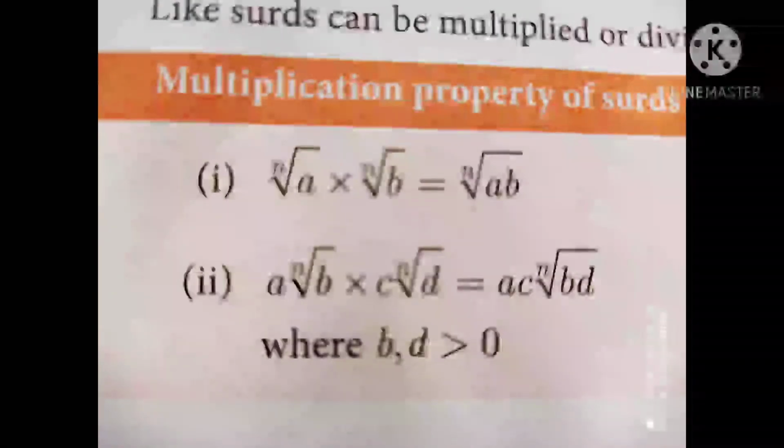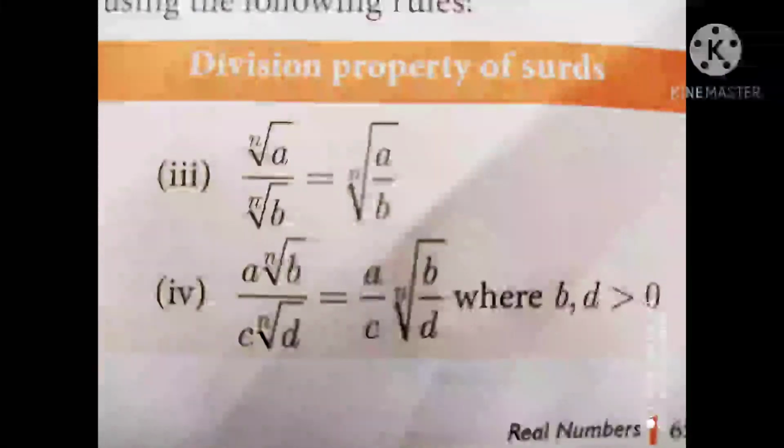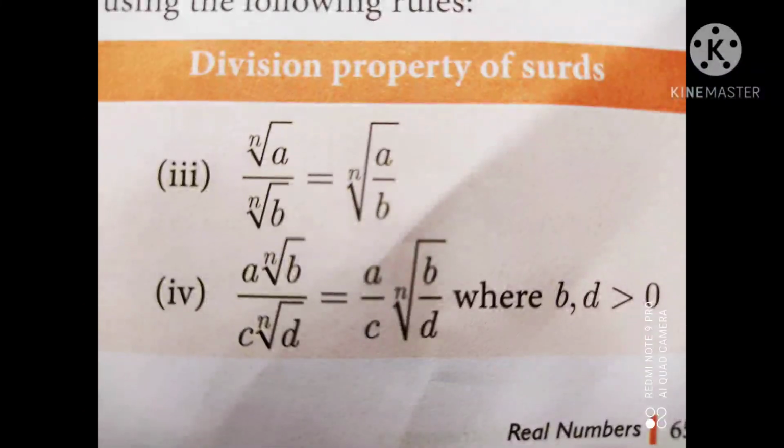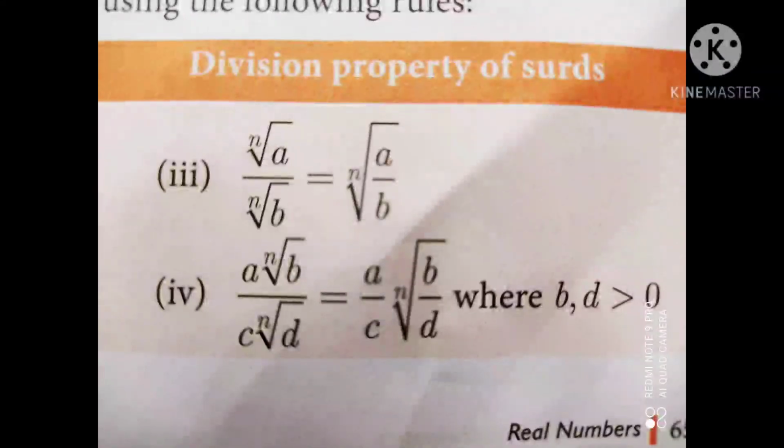Next is the division property of surds. Division property is nth root a by nth root b is equal to nth root of a by b. And the last property is a into nth root of b by c into nth root of d is equal to, we divide the coefficients a and c, so a by c into nth root of, inside the root you divide the radicand b by d. b and d are greater than 0. These are the properties of surds.